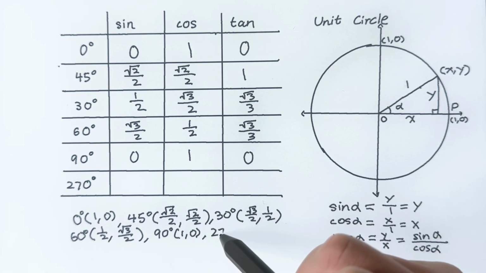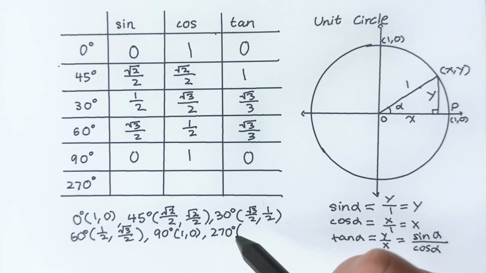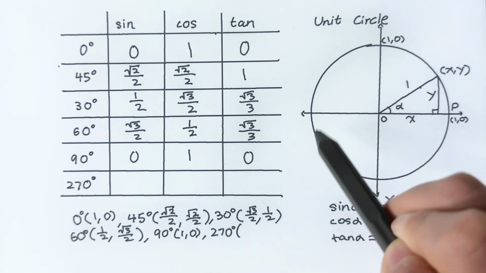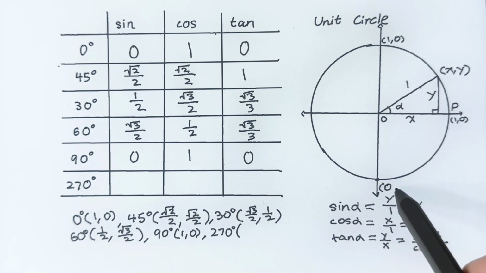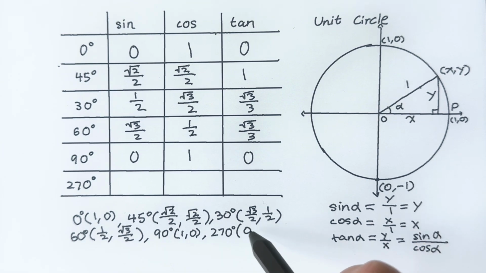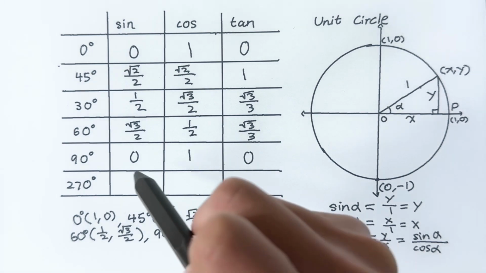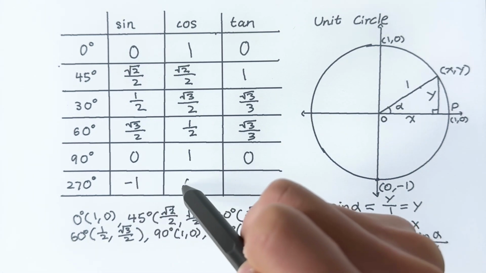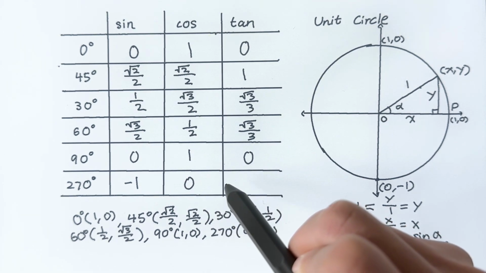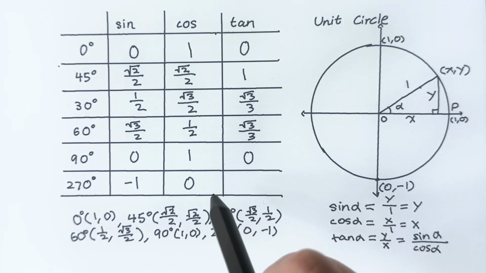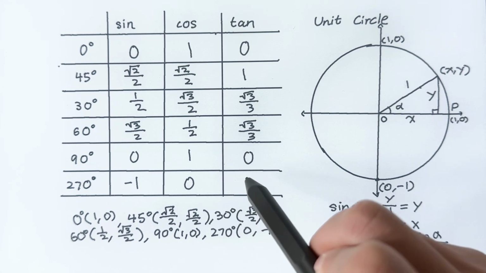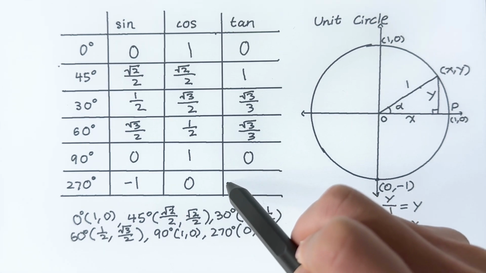For 270 degrees, it will be 3/4 of a full circle. So it will be to this point. That's coordinates 0, -1. This means that sine equals -1, cosine equals 0, and then the tangent of 270 degrees. Since the tangent is sine over cosine, and we have cosine equal to 0, any number divided by 0 is undefined. So this means that the tangent is undefined.